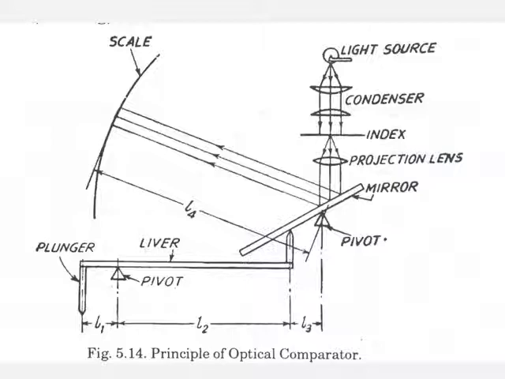So this small movement of the plunger at the other end causes the tilting of this mirror by an angle, let me say, 2 theta. Then the reflected image is also going to change by an angle 2 theta. So based on this, the reflected image is captured over a scale, and that gives the readings on this scale.